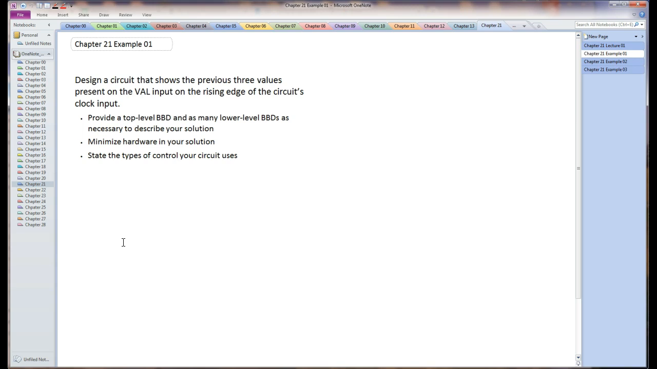This problem is going to use 1-bit storage elements. What we want in this circuit is to show the 3 previous values, or the values that were present on a clock edge. We want to show those 3 previous input values on the output. There's enough right there to draw the interface to this circuit. And so it looks like this.